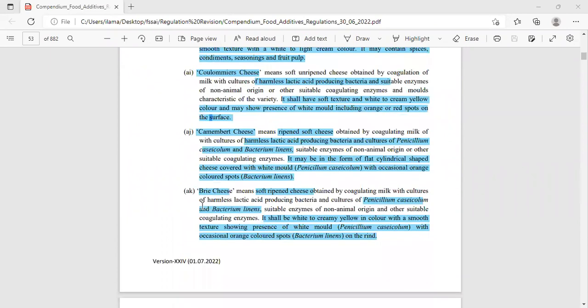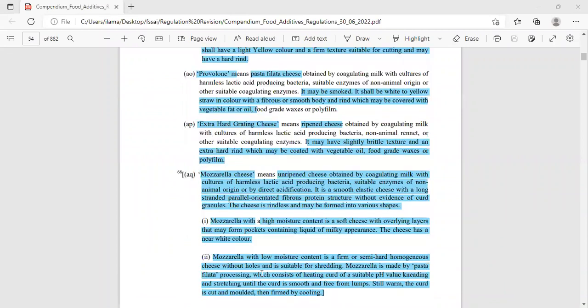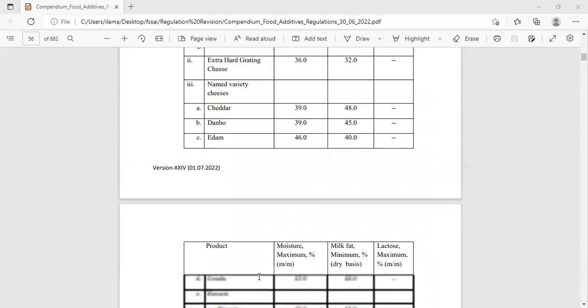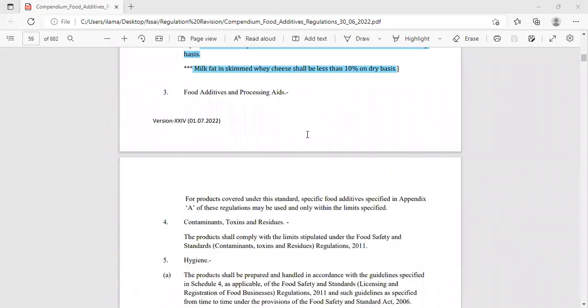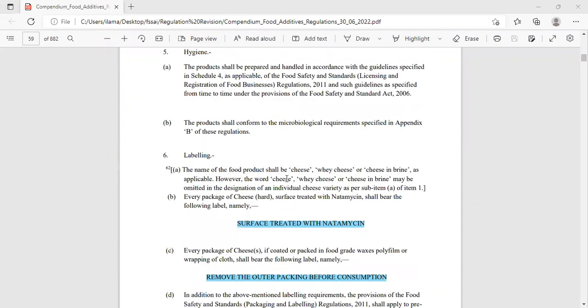And for a few cheeses like camembert cheese, we will use Penicillium and then Brevibacterium linens. So if some microorganisms are coming, please make a note of that also. Next one, please go through these points. And we also know if we treat this cheese with natamycin, we have to mention it as surface treated with natamycin.